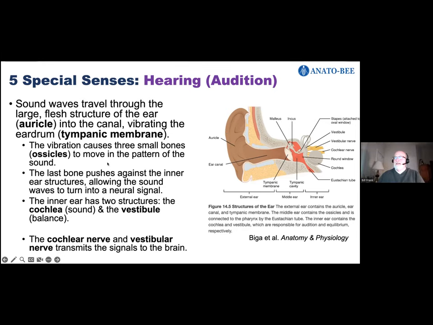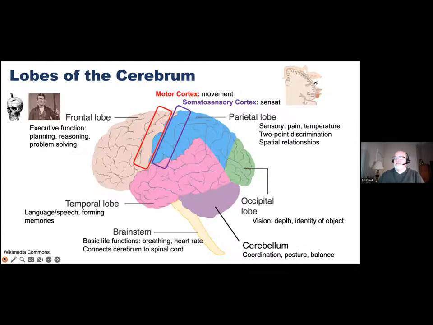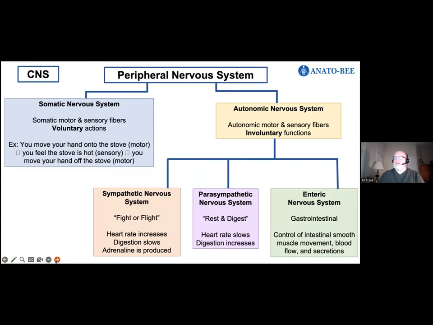Danny asks, can you explain the somatic and autonomic one more time? So somatic is going to be voluntary actions. So I want to get up and go get a glass of water, that type of thing. Or if you touch a hot stove and you move your hand away from it, it doesn't always have to be your conscious perception, but it's a voluntary action of your body. Whereas the autonomic nervous system is going to be involuntary functions of your body. And it has three different parts: sympathetic, parasympathetic, and enteric.